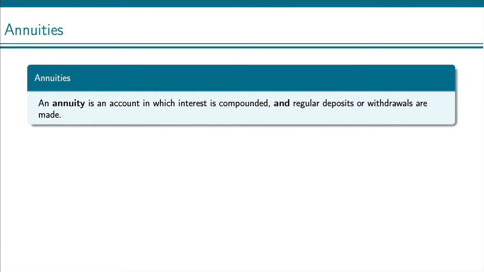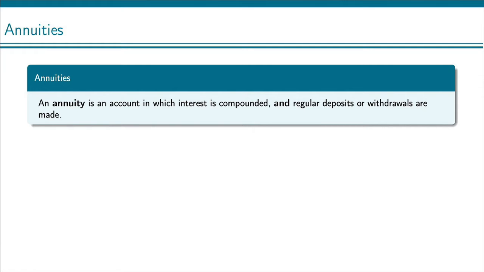Let's talk about annuities. An annuity is an account in which interest is compounded and we make regular deposits or regular withdrawals. So a couple of examples is you could just start putting money into an account, and maybe every month you put money in, and that account gives you interest and compounded interest. And of course, as time goes on, the account grows both because you're putting money in and because the money is accruing interest. And so that makes it an annuity.